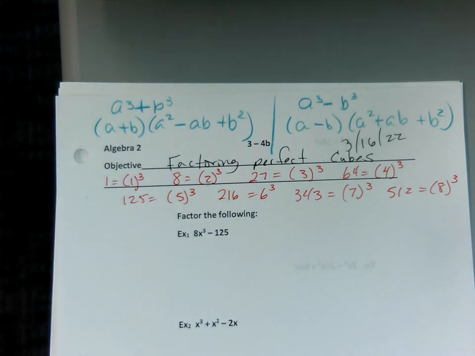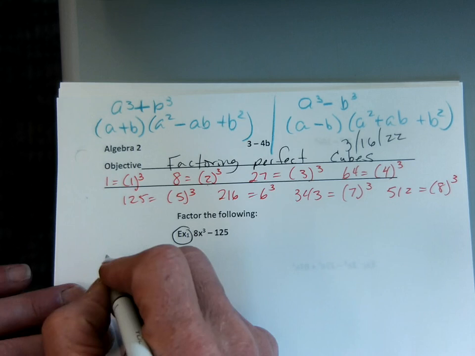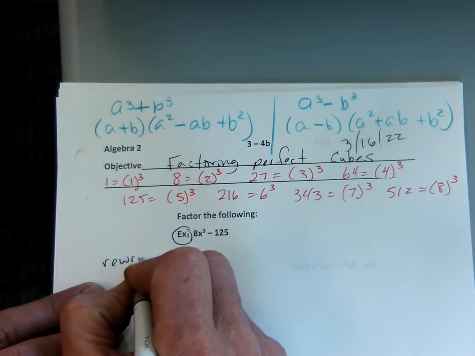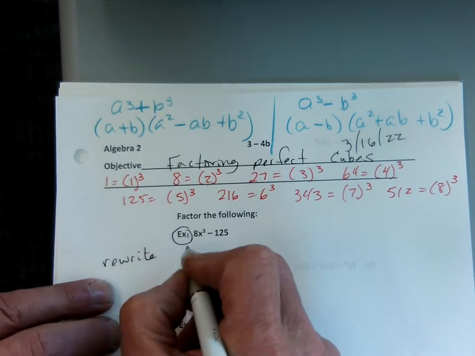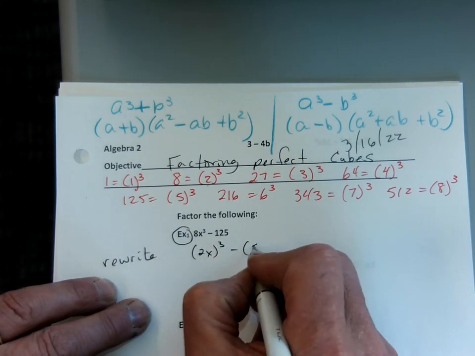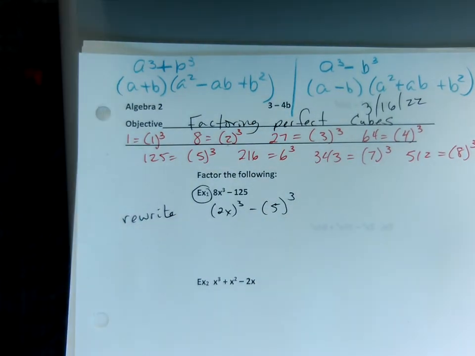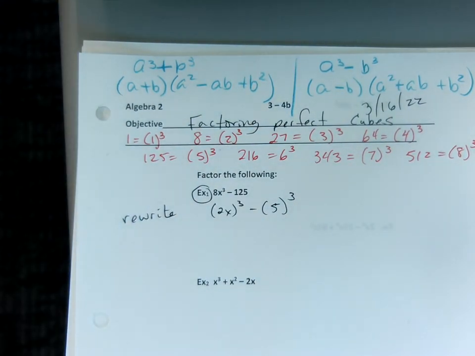So, you ready? Let's take a look at example 1. I could rewrite this problem as (2x) cubed minus 5 cubed. This is really important that you see what I did. I have to have cubes. 8 is a perfect cube, but it needs to be written as 2 cubed. Does that make sense?